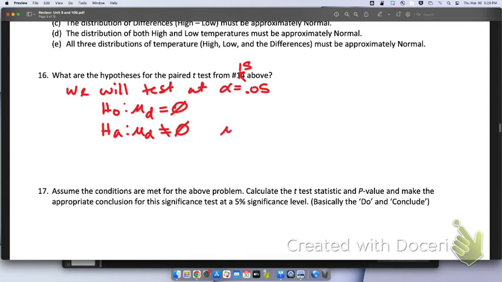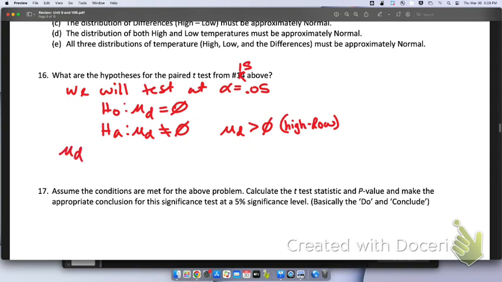Technically, you probably could even do that the mean difference is greater than 0, showing that the high minus the low is a positive number. You could probably do that as well. Again, this is a very unrealistic statistical analysis, but you could probably do either one of those, and I'll tell you how that would work either way.